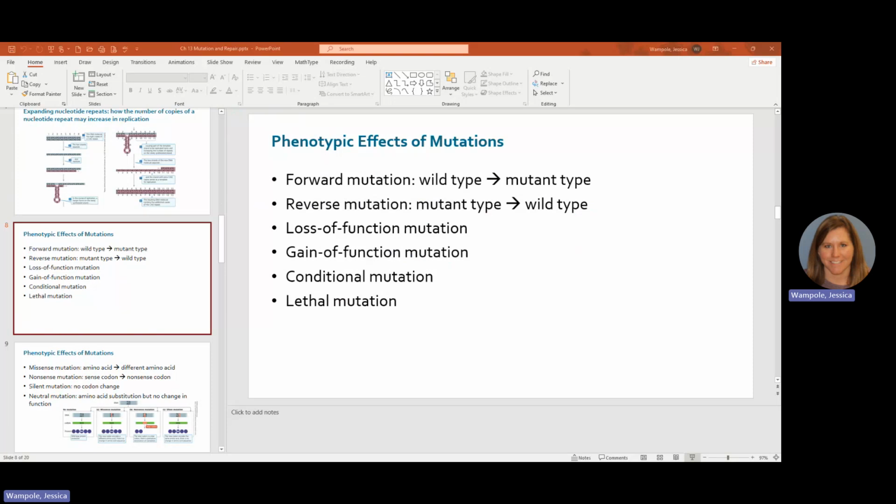And then we can have a silent mutation. So this happens when you have a mutation, but it doesn't actually change. This should actually say no amino acid change, not codon. It doesn't change the amino acid. So in chapter 11, when we were talking about the genetic code, we were talking about redundancy. And this was related to wobble, which is where your third base in your codon can change without causing a change in the amino acid.